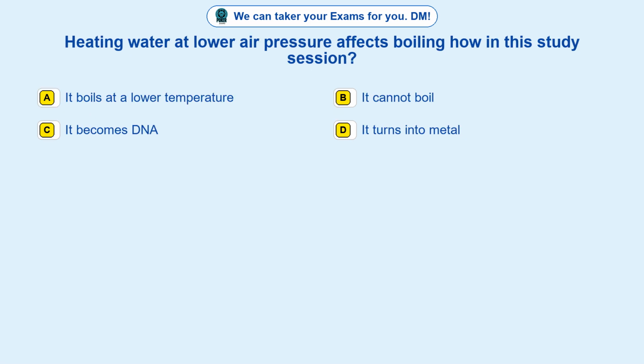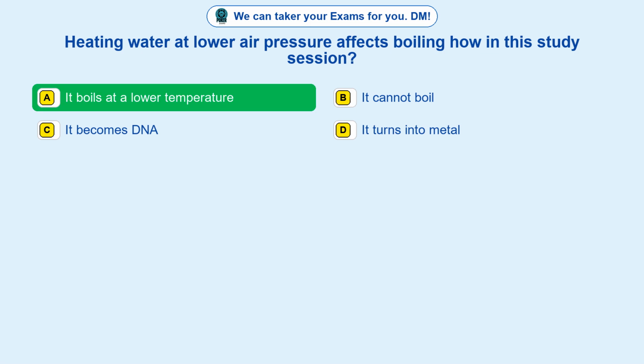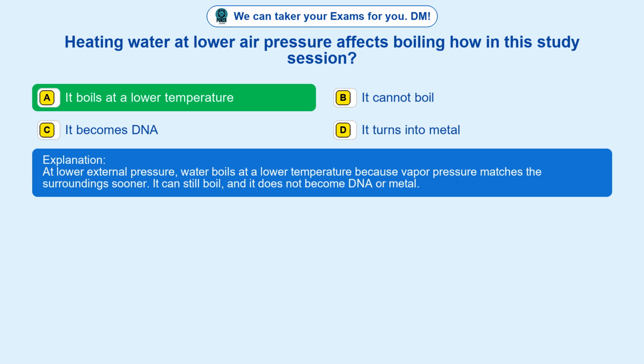Question 48. Heating water at lower air pressure affects boiling how in this study session? Option A. It boils at a lower temperature. Option B. It cannot boil. Option C. It becomes DNA. Option D. It turns into metal. The correct answer is option A. It boils at a lower temperature. At lower external pressure, water boils at a lower temperature because vapor pressure matches the surroundings sooner. It can still boil, and it does not become DNA or metal.